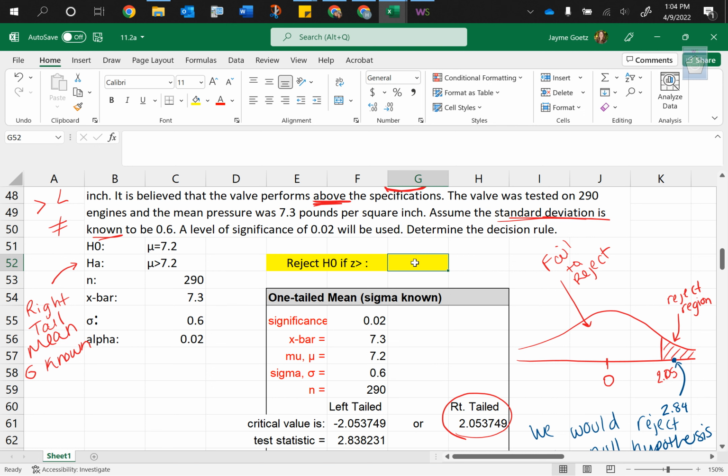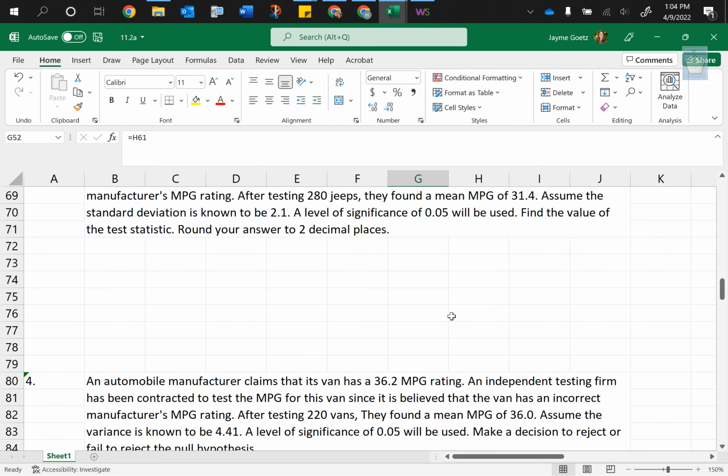Now, it did not tell me what to round to, so here's what I'm going to do. I'm going to put in equals, and then I'm just going to do that cell reference. They can round it to however they want. Mostly they will tell you how to round it, but they did not on this one. So that is rejection. That is what I want to reject it if it is greater than. Okay, let's go down to number 3.